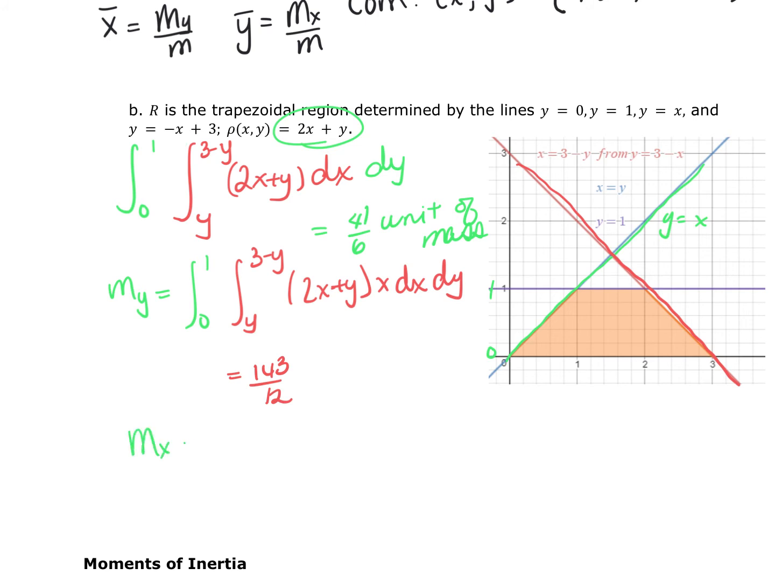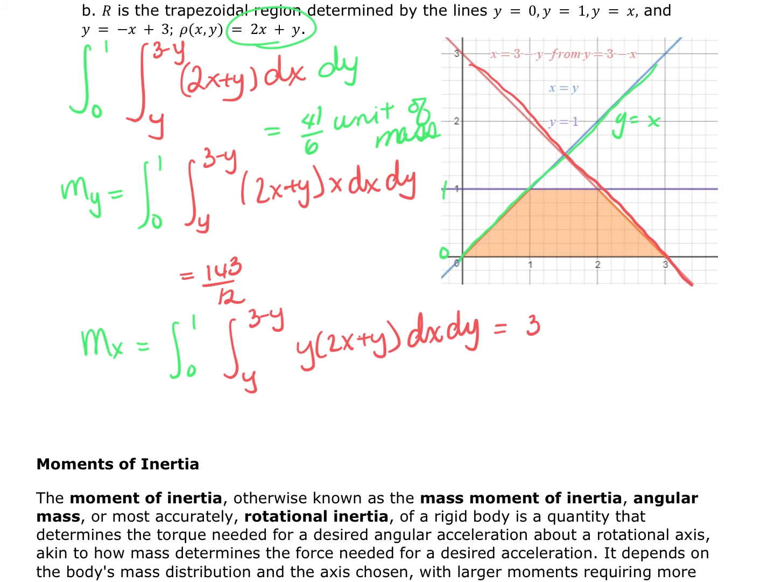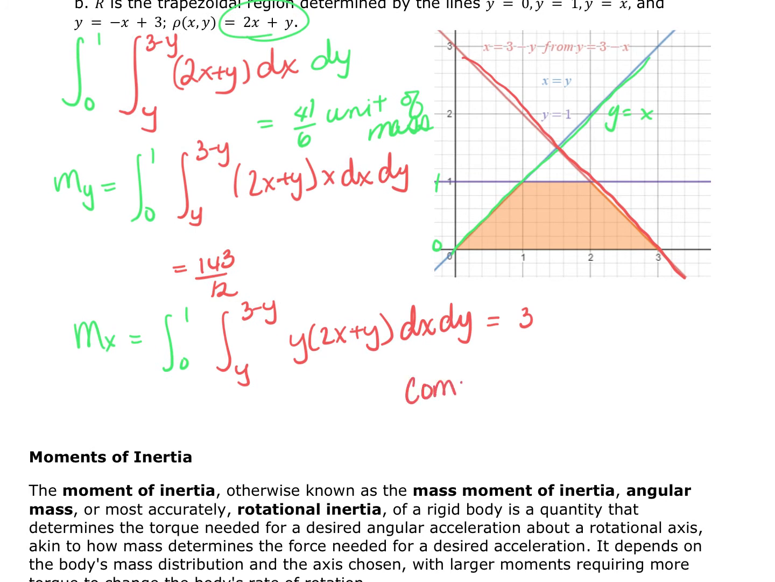My m of x is going to be from 0 to 1, y to 3 minus y. Now I'm going to introduce another y, so it'll be y, 2x plus y, dx dy. When I get done with this, I'm going to end up with 3. So my center of mass is going to be 143 over 82 and 18 over 41.